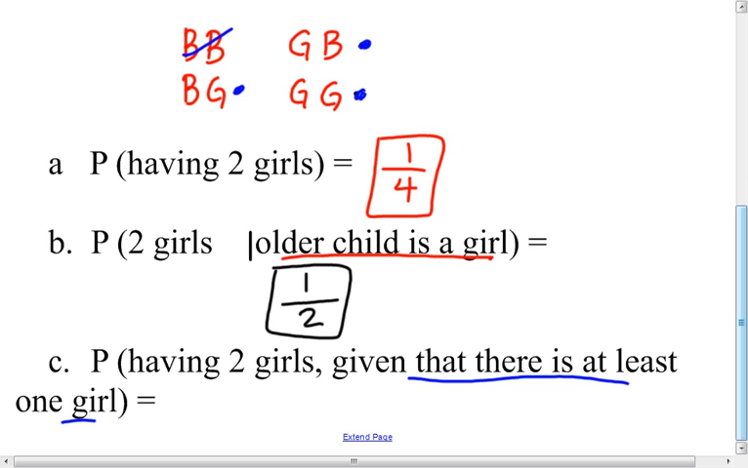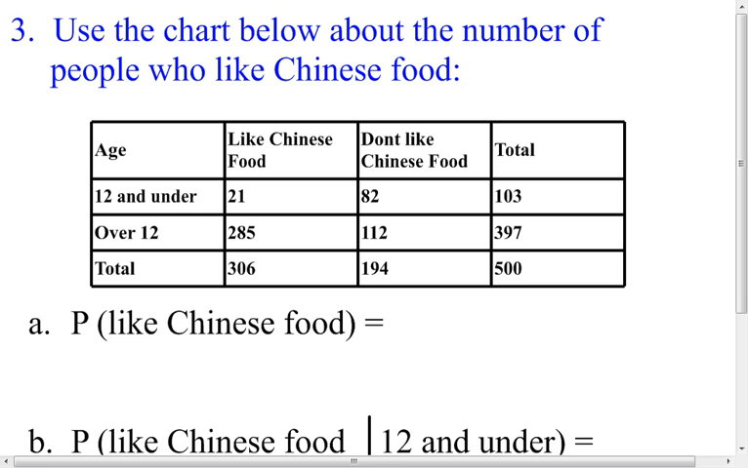This family can't count in that case because they don't have at least 1 girl. So out of those families where there's at least 1 girl, which there are 3 of them, one of them will end up having 2 girls. So you have a 1 in 3 shot of having 2 girls.